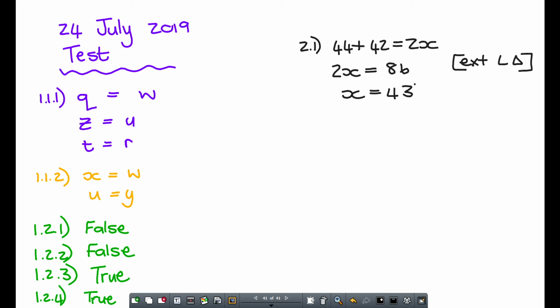Good. 2.2. And if you guys don't know something or you're unsure, you must ask now. Okay?